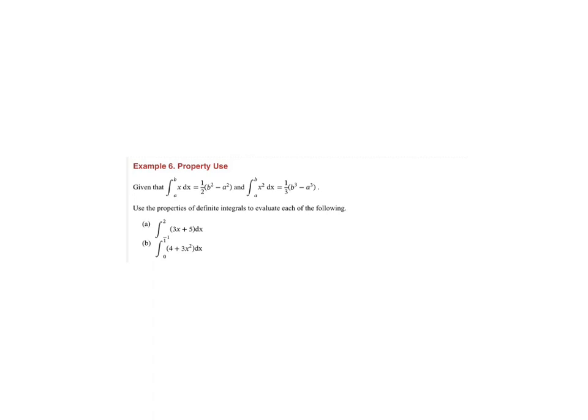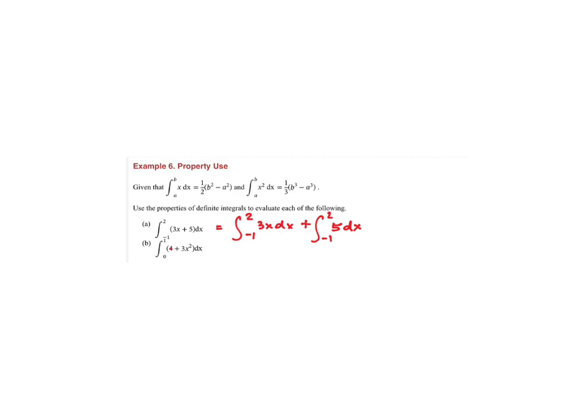Okay, so let's do part A first. We have the integral on the interval from -1 to 2 of 3x plus 5. And they want us to use these properties to bust it up a little bit. So the first thing I would do is use property 2, which says if I'm finding the integrals of sums, then I'm going to split that and I'm going to have the integral on the interval from -1 to 2 of 3x dx plus the integral on the interval from -1 to 2 of 5 dx. So we're splitting that sum into pieces.